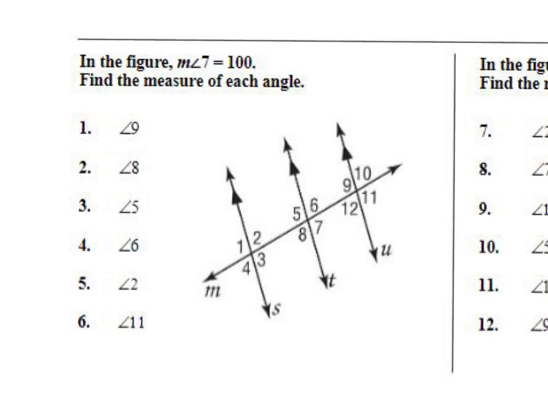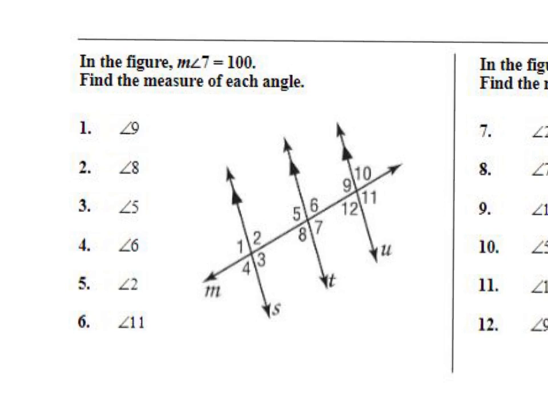All right, we have basically two big problems on card 4, and our first one tells us that we are given that the measure of angle 7 is 100, and we want to find the measure of each angle. So it's probably better just to look and fill out all the angles first, and then go back and fill out the ones that we want to write down the measurements for.